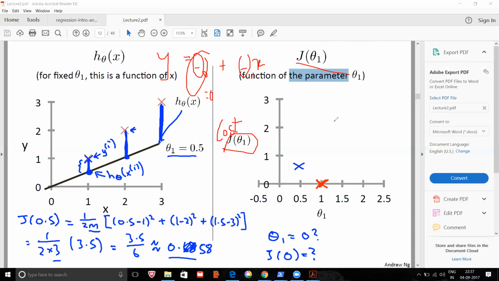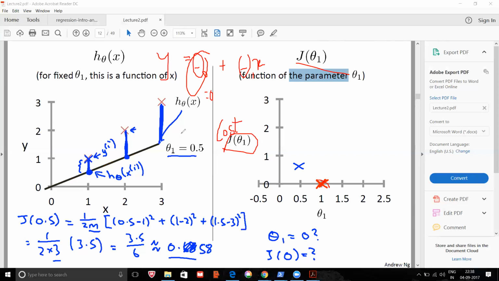Understood? So for different values of theta 1, this is the cost. For theta 1 equal to 1, the cost is 0. That means the line is touching all the points. When will the cost be 0 for a line? When the cost will be 0 for all the training data.